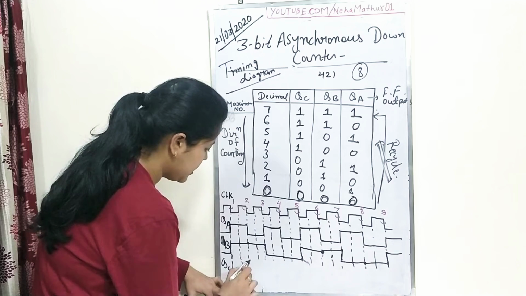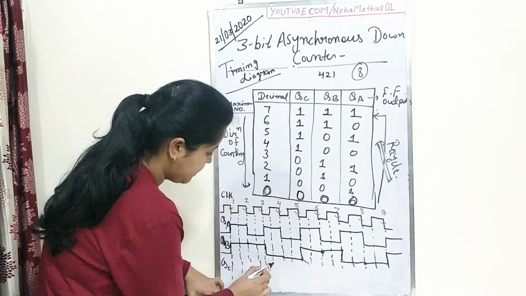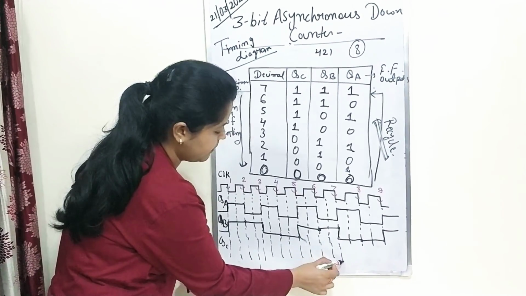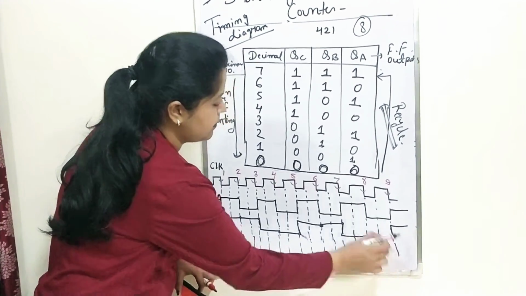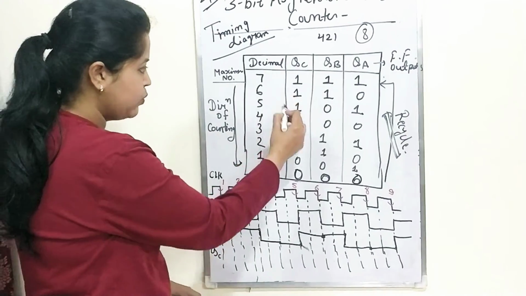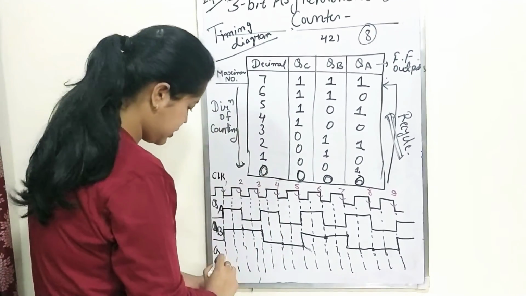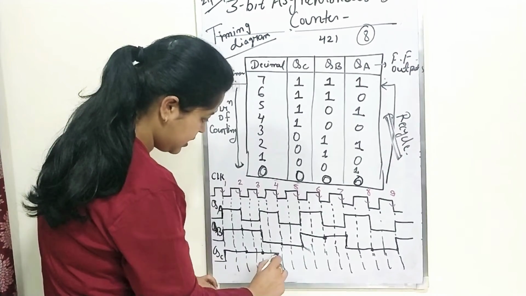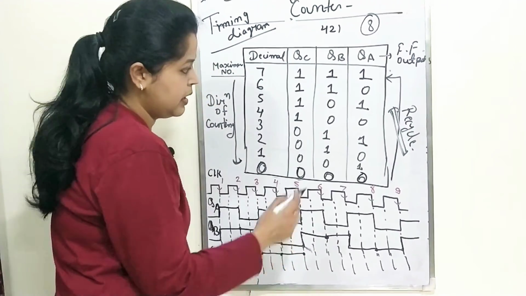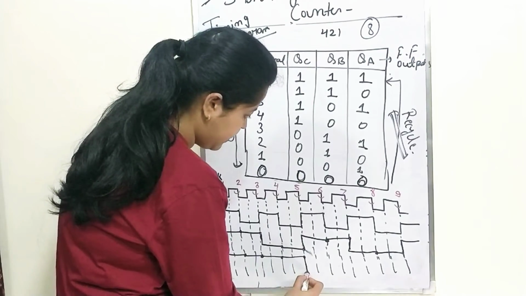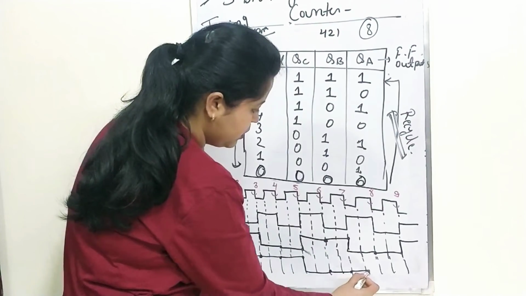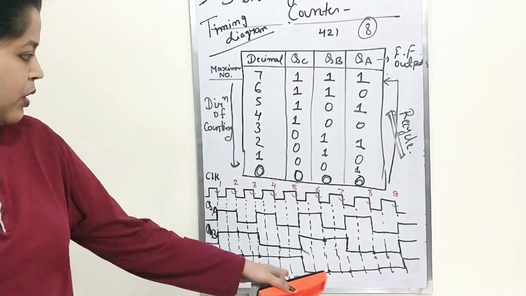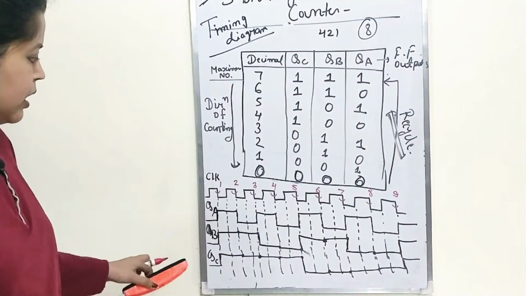Similarly, QC. For the first four clocks it is 1, 1, 1 and 1. And for the last 4 clocks it is 0, 0, 0 and 0. This is the concept of waveforms for all the outputs.